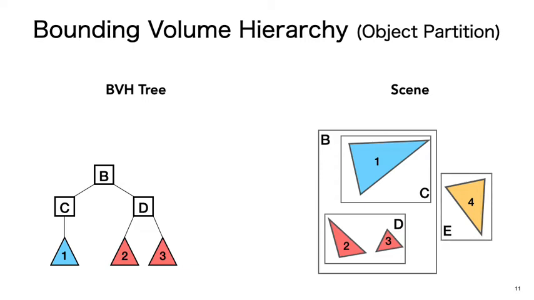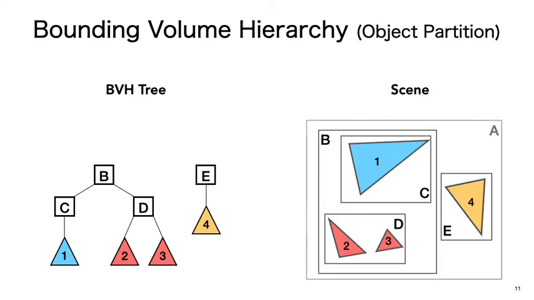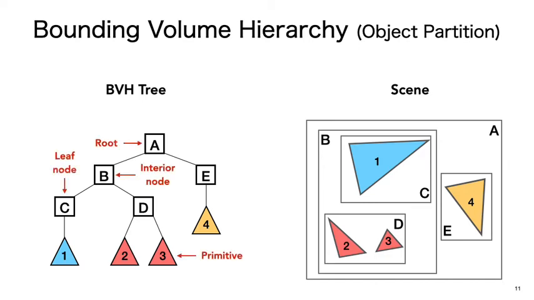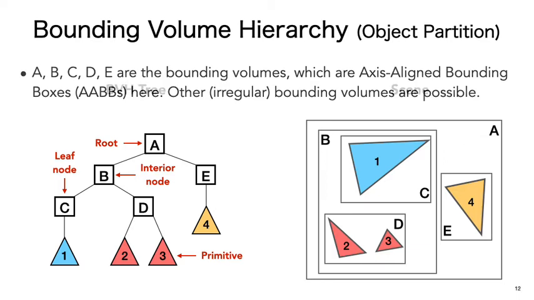And let's say triangle 4 is bounded by box E. And then eventually box B and E are bounded by A, which is the root node of the tree. So the terminology here is that C, D, E are the leaf nodes of the BVH tree. Each leaf node is associated with one or a set of primitives, which in this case are triangles. And A is the root node here. And A, B, C, D, E here are what's called the axis-aligned bounding boxes, or AABBs, because these are bounding boxes whose faces are aligned with the axis. You could have other irregular bounding volumes that have their own trade-offs, which we're not going to talk about here.